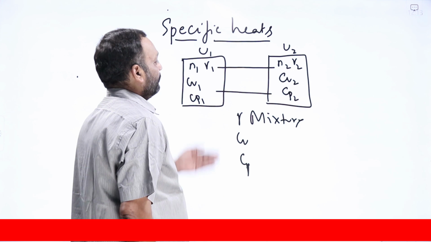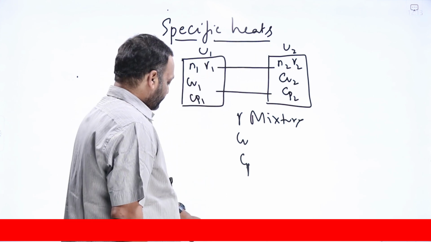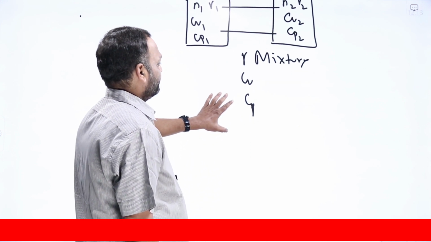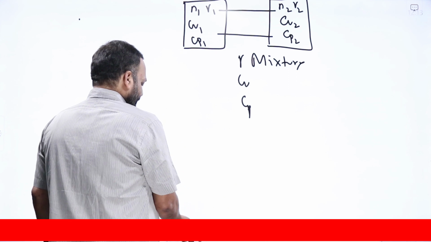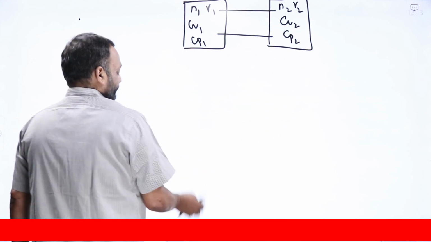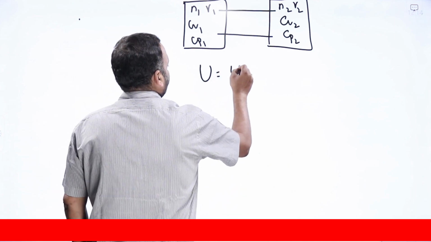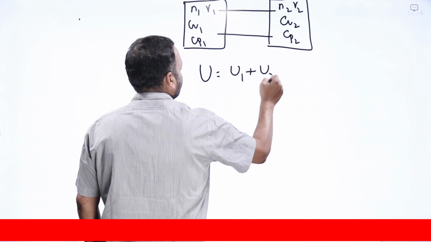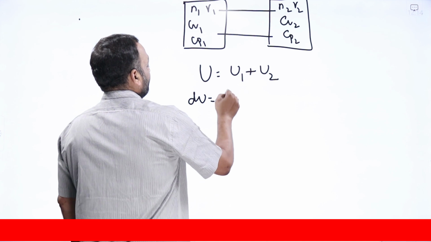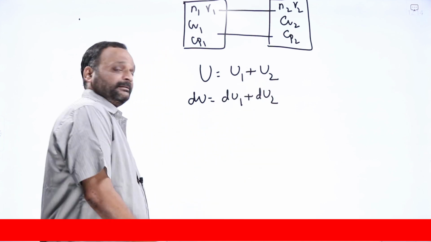Okay, now we'll start with the internal energy. Total internal energy remains constant. Internal energy is an extensive property of the system. So total internal energy of the resultant mixture is equal to the internal energy of the first part plus the internal energy of the second sample. Change in internal energy dU equals dU1 plus dU2, we can write.